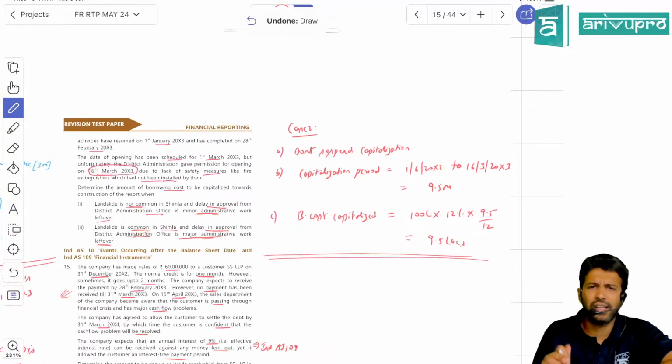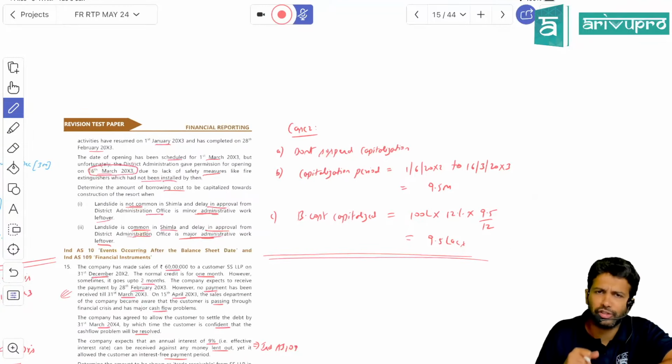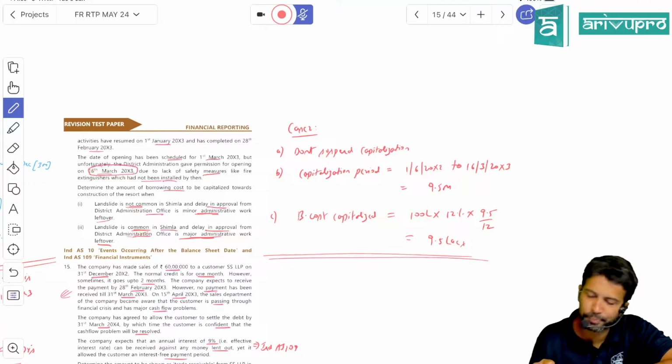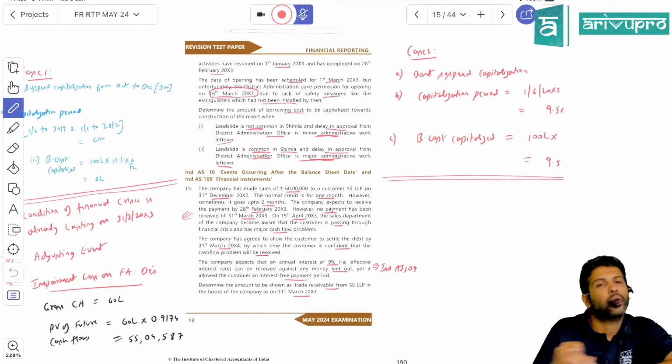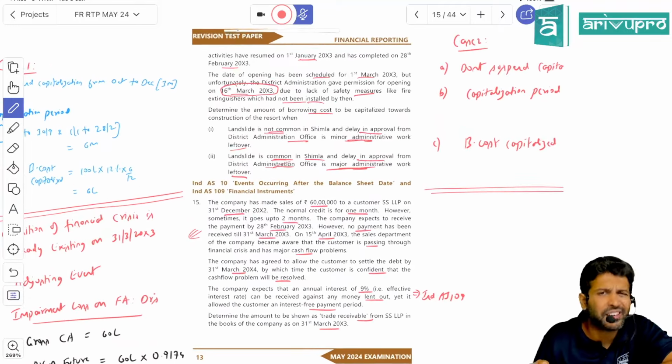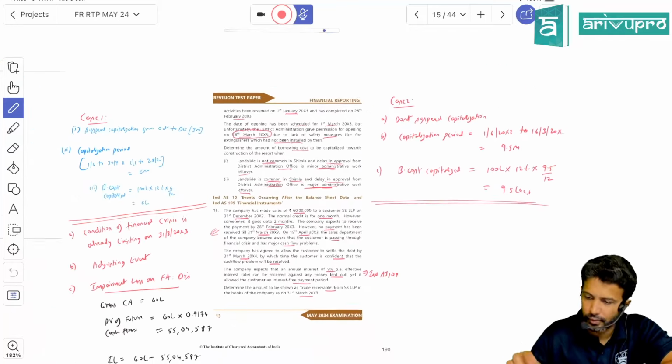Like this, they will only give the data, and accordingly you need to solve. That way, this is a good question in my view. That's all for question 14. I think we can dive into question number 15.